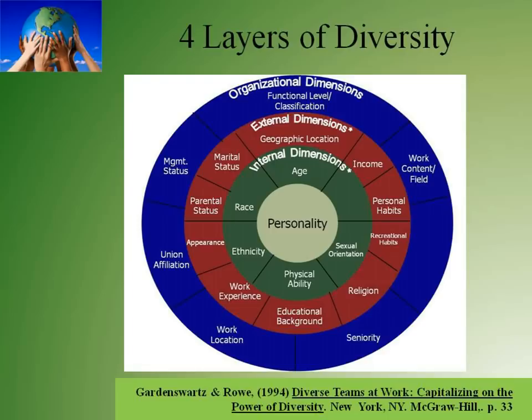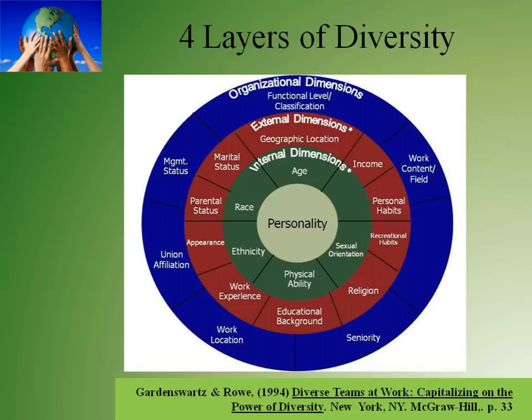Although two people can have similar personality characteristics, it would be tough, if not impossible, to find two with the exact same personality. Next, we have internal dimensions of diversity that we're not able to change: age, race, gender, and so forth. The next layer, external or secondary dimensions of diversity, include personal characteristics that contain an element of control or choice, and they can be changed.